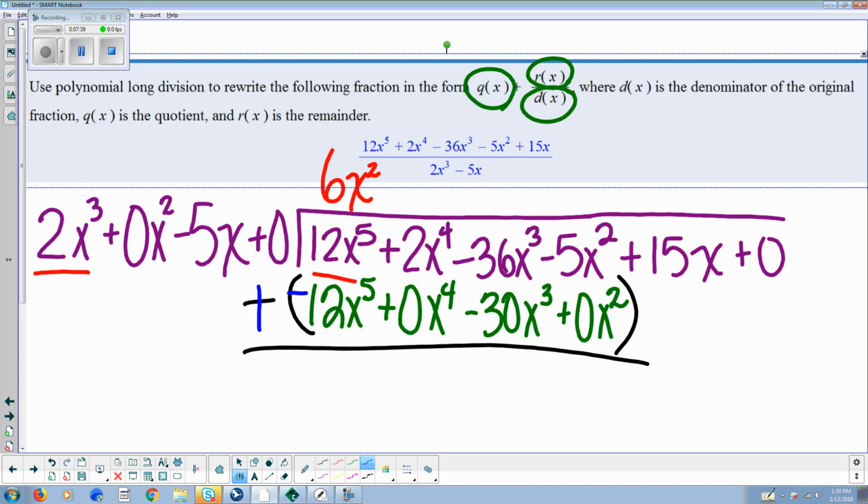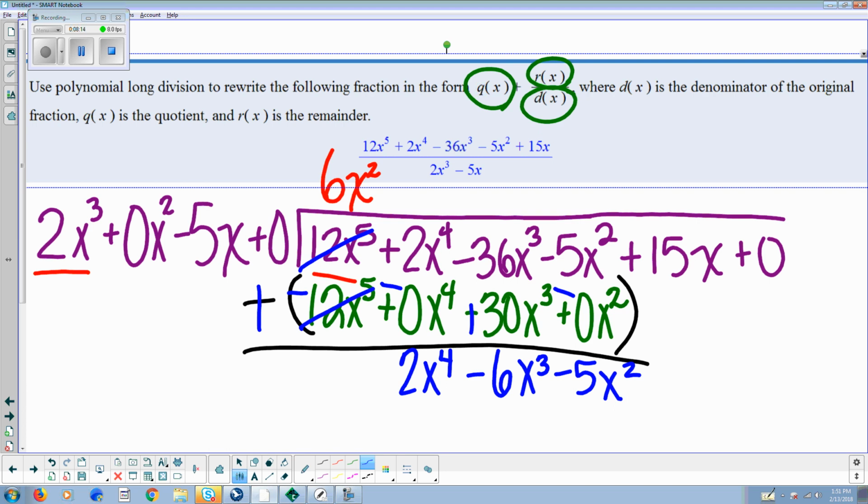to the 5th. Change sign to 0, it's really the same thing. Negative 30 becomes positive 30, and then change our sign there. So we change all the signs, and then we add down. So 12x to the 5th plus negative 12x to the 5th cancels. That should happen every time. 2x to the 4th plus 0x to the 4th is 2x to the 4th. Negative 36 plus 30 is negative 6x to the 3rd. And negative 5 plus 0 is negative 5x squared. That is the result of subtraction.